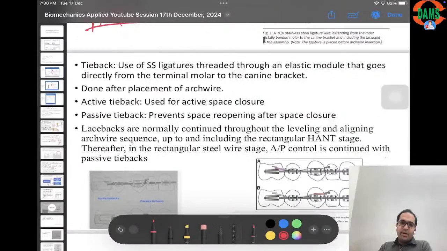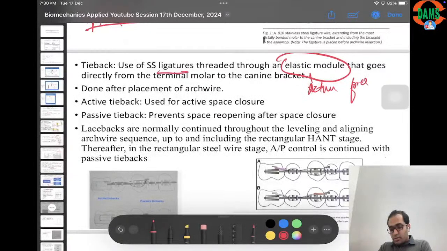Next comes tie back. There are two types of tie back, active and passive. The major difference between a tie back and a lace back is that although both are given by stainless steel ligature, here we have the presence of an elastic module. जहाँ elastic module है, इसका मतलब वहाँ पर active force is being applied. Next, it is given after the placement of the arch wire.